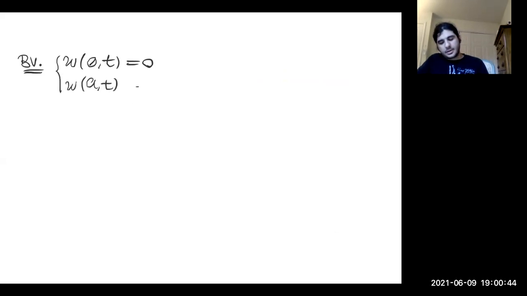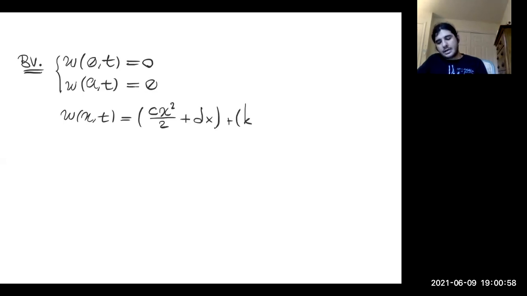Okay. So what were our assumptions? We had some boundary value conditions, right? W at 0 and at any time t is equal to 0. And the other one was w at a at any time t is equal to 0. And now we have w of x and t is equal to f1 plus f2, which is equal to cx squared over 2 plus dx plus kct plus L.